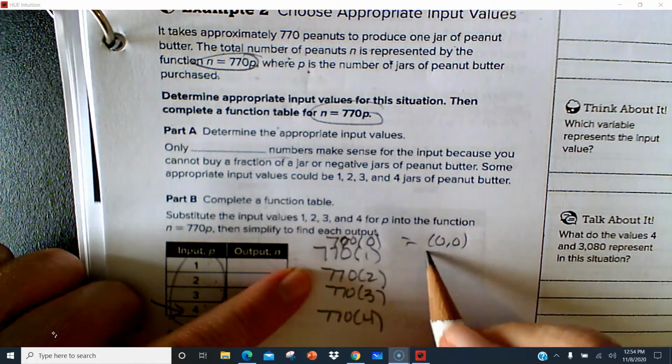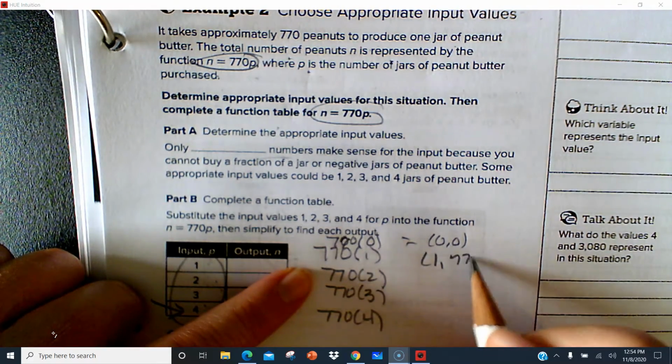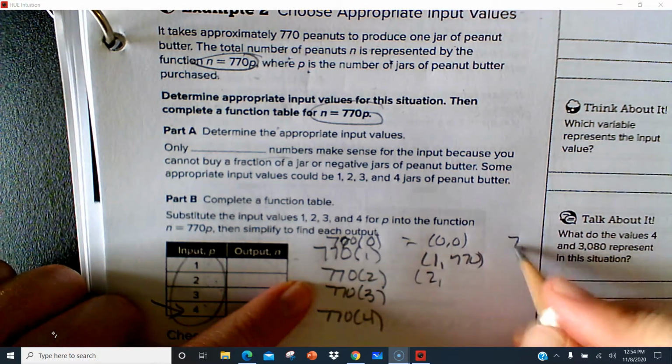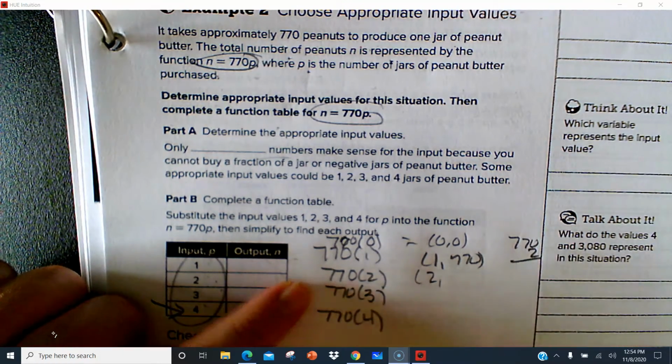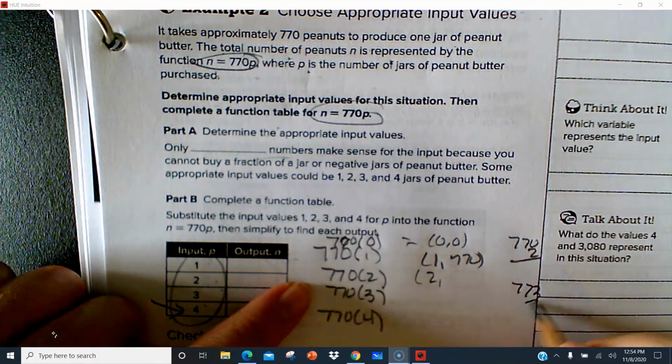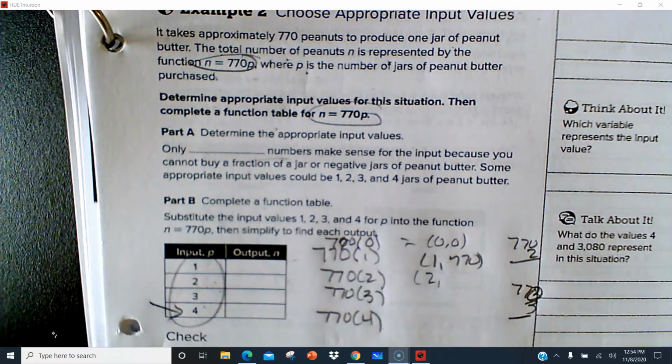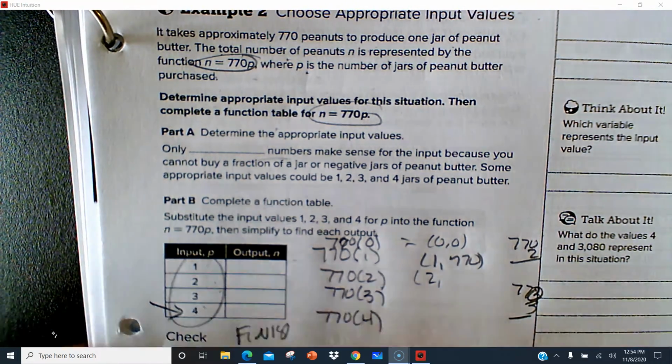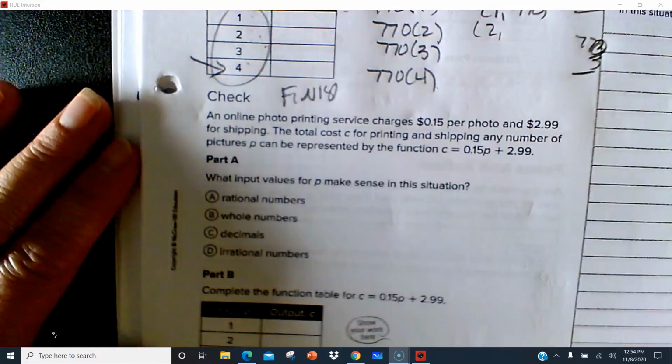1 times 770. So I put in 1, 770. I put 2 in there. What's going to happen when it comes out there? Do the math. I put 3 in there. Do the math. I put 4 in there. All right. Fill that out. Finish that. And then I want you to do the check. Okay. Then do the check.